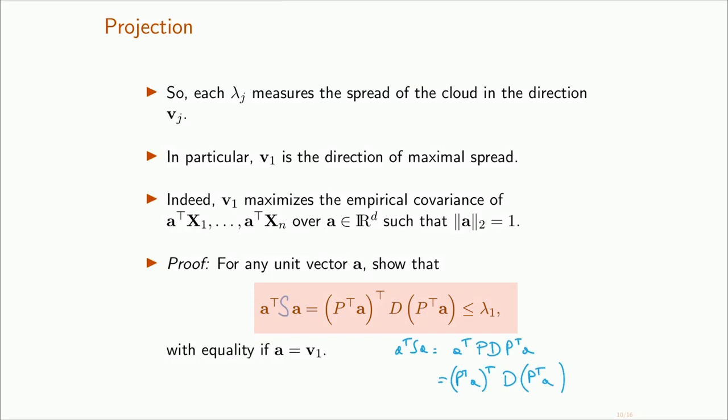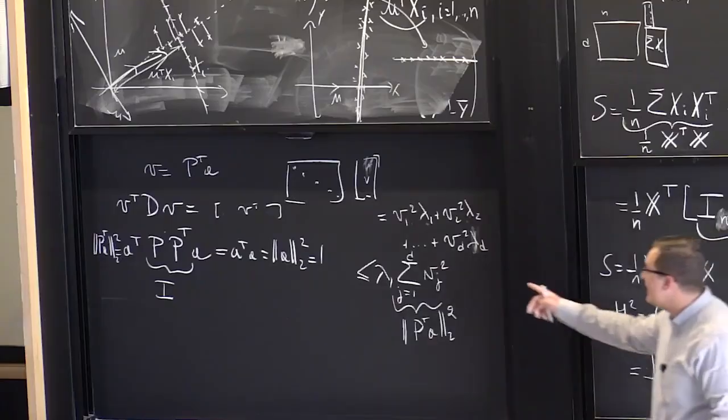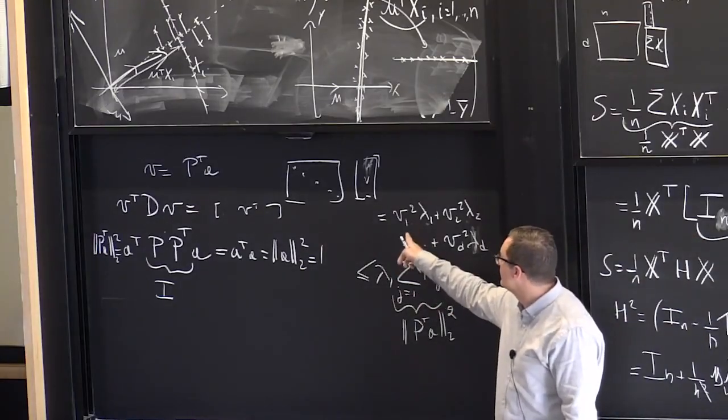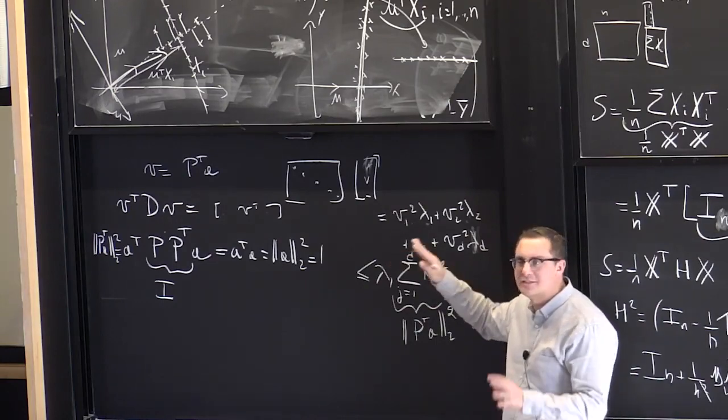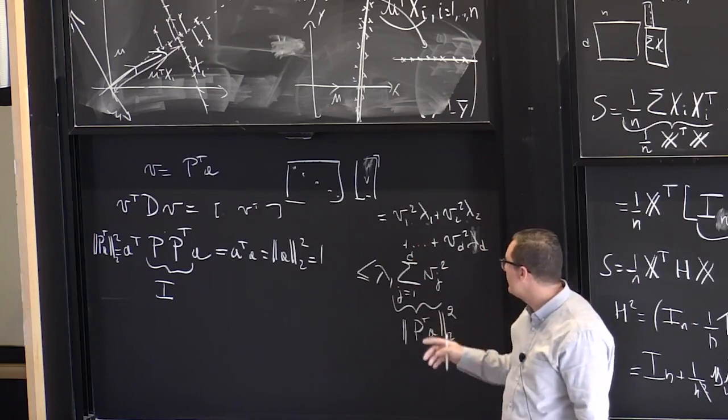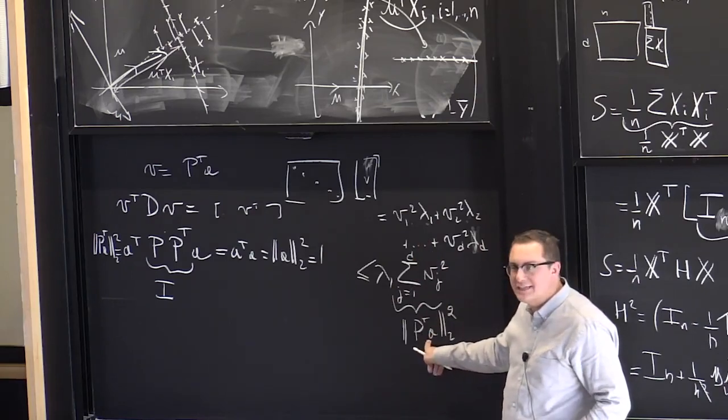Okay, so what we've computed is that A transpose SA is always at most lambda 1 times the norm squared of A, which is equal to lambda 1. And so that means that the sample variance in direction A is always less than the sample variance that I get in direction V1. Because if I plug in A equal to V1, the largest eigenvector, then P transpose V1 is actually equal to the first basis vector, so equality holds.